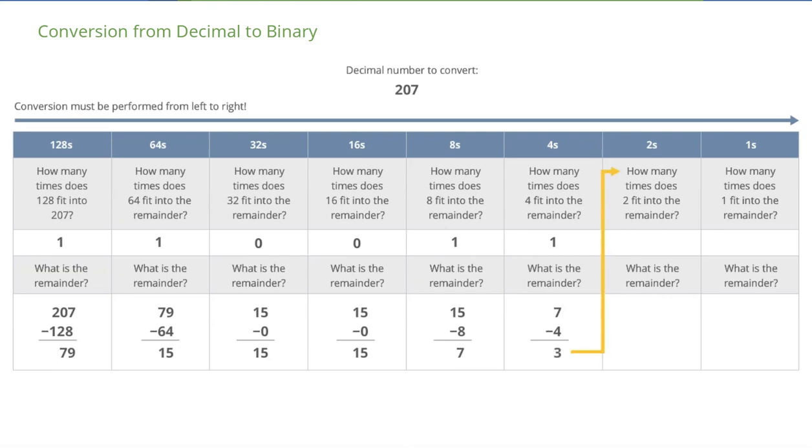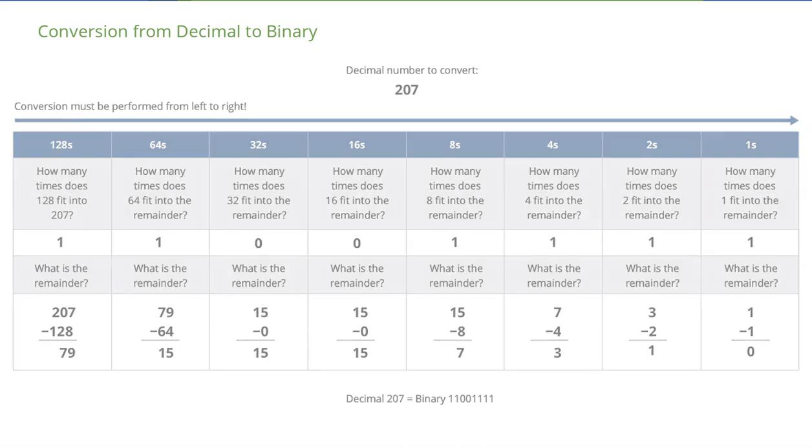Can 2 fit into 3? Yes, so we set the 2's place to a 1 and subtract 2 from 3. The remainder is now 1. Can 1 fit into 1? Yes, so we set the ones place to a 1. Subtracting 1 from 1, we have a remainder of 0, and we've successfully converted the decimal number 207 into the binary equivalent shown on screen.